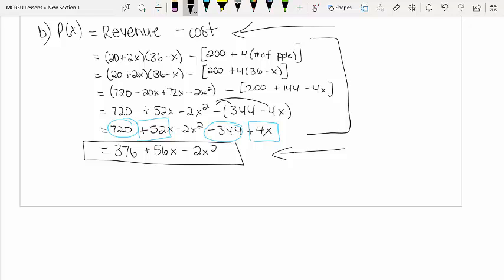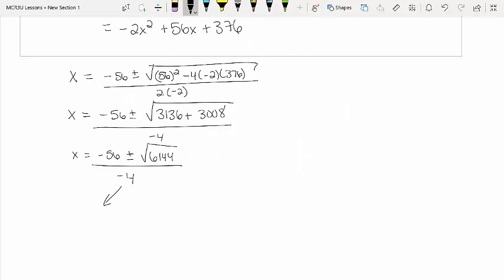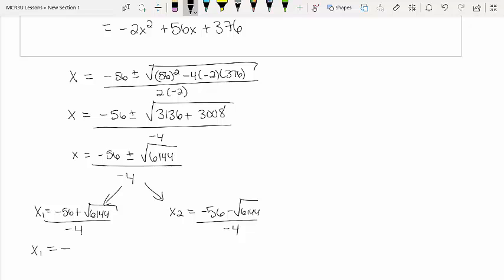Okay, so we have to factor this. And I'm going to write it in the correct order so that we don't mess up our A, B, and C values. Let's use the quadratic formula to factor this. Okay, now let's find out our 2 x values. So the first x value is negative 5.6, and the second x value is 33.60.